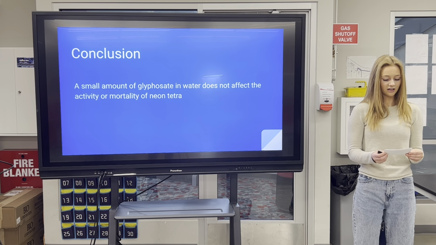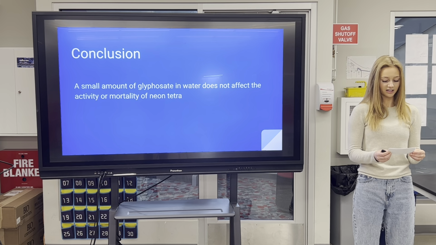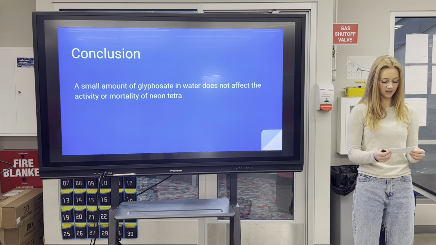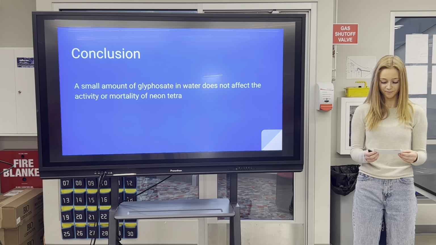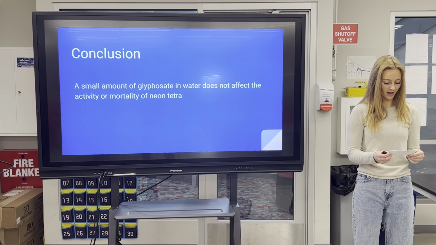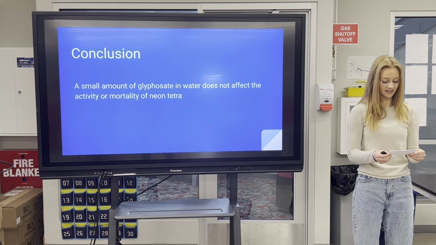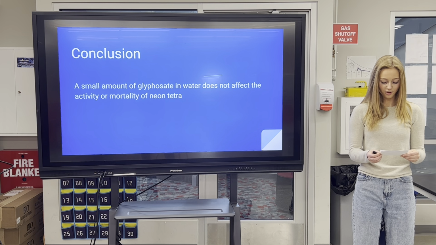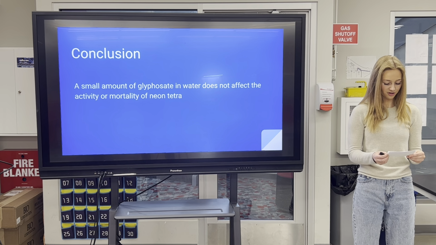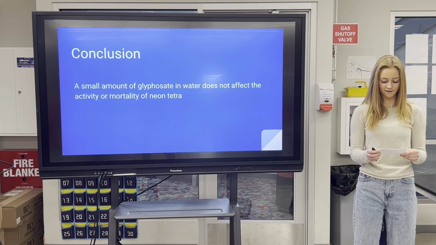With these results, I concluded that a small amount of glyphosate in water does not affect the activity or mortality of neon tetra. This result did not align with my hypothesis that glyphosate would negatively affect the reproductive success of neon tetras. Although the fish did not reproduce, their behavior and mortality was not affected by the glyphosate.